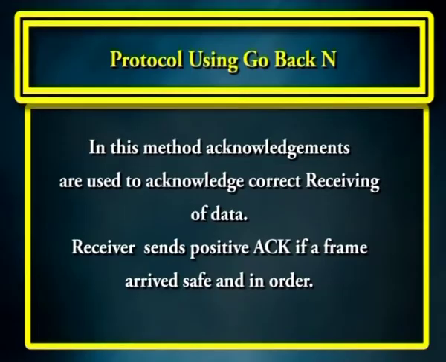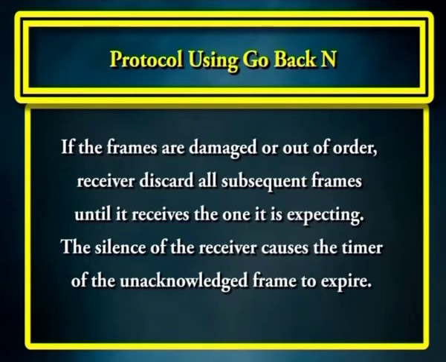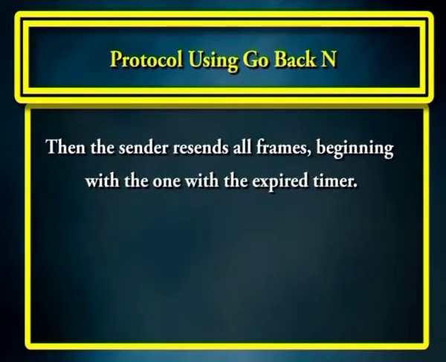In this method, acknowledgements are used to acknowledge correct receiving of data. The receiver sends a positive acknowledgement if the frame arrived safe and in order. If the frames are damaged or out of order, the receiver discards all subsequent frames until it receives the one it is expecting. The silence of the receiver causes the timer of the unacknowledged frame to expire. Then the sender resends all frames beginning with the one with the expired timer.